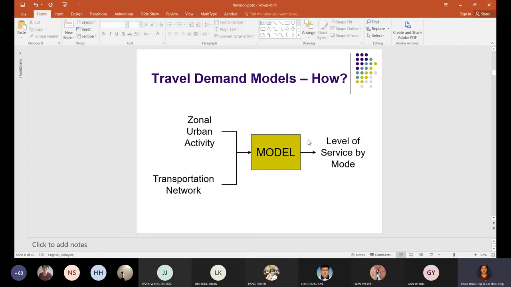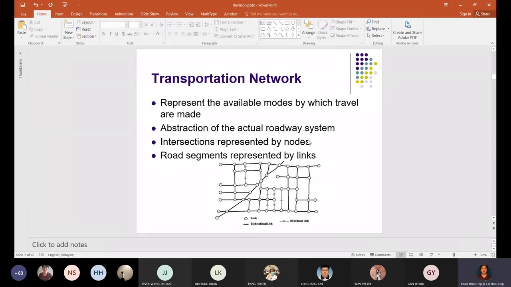Transport network, you must have a network. Network means that you must have a road and a junction. On the model itself, the road is called the link and the junction is called the node. So you have the link and the node, and you have the zone to tell you how much traffic is coming out and coming in. So you make up that model. And from this model, we can calculate the level of service for each mode, bus, public transport, LRT. And we also can look at vehicles, for example. This course we focus on the vehicles more, vehicle traffic. So this is the transport network.